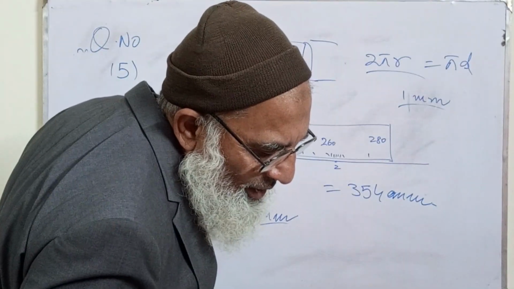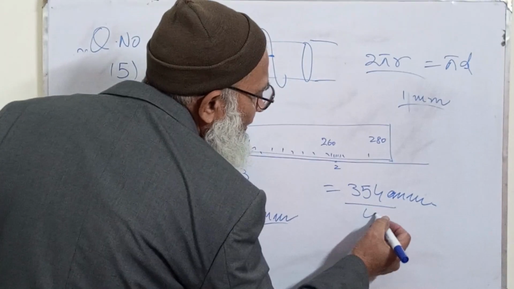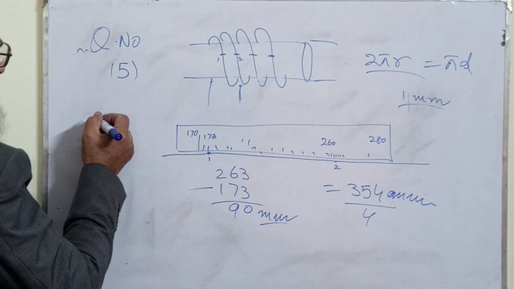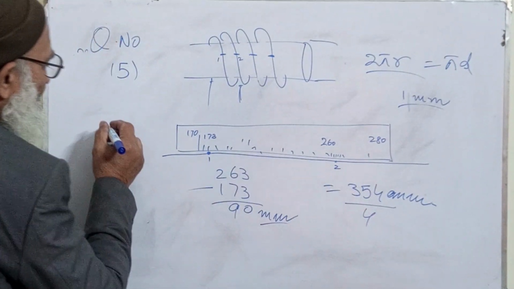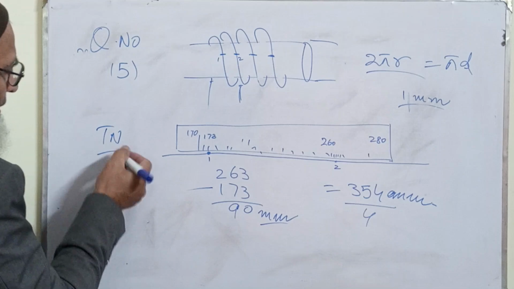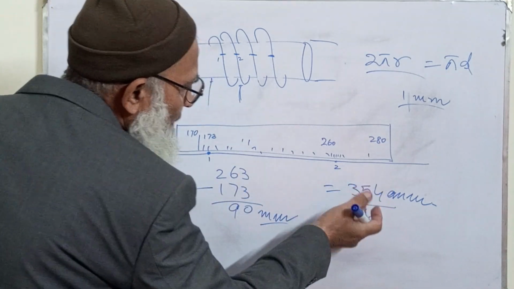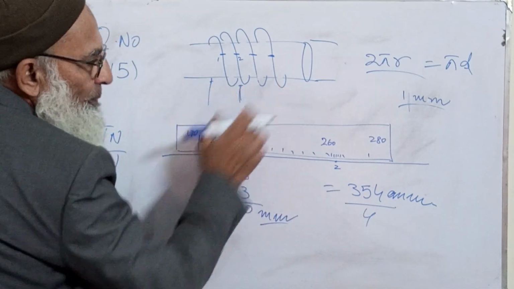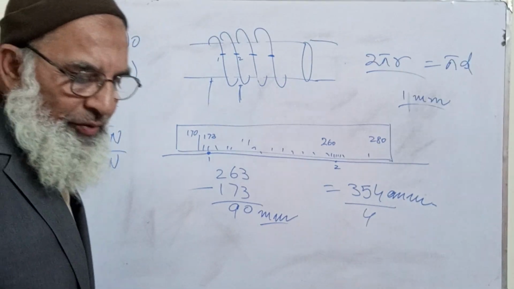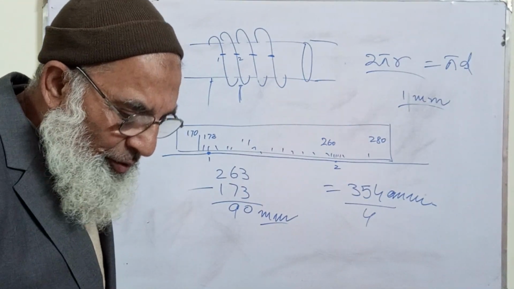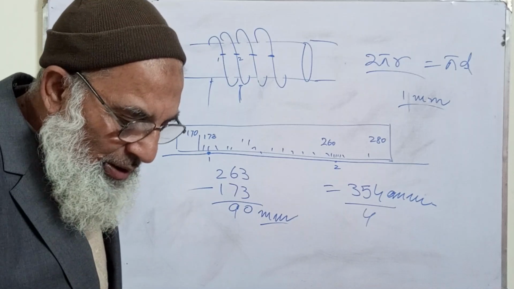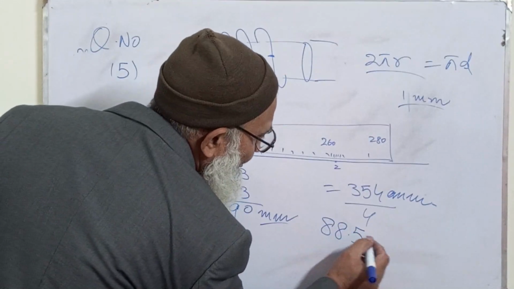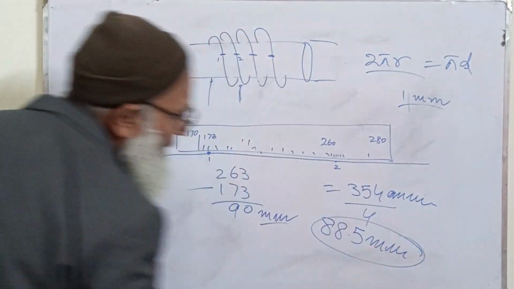So calculate the average, the mean. When these are 4, just divide here. If you want to find the mean of anything, it is the total measurement divided by the number of terms, which is 4 over here. So 354 divided by 4 becomes 88.5 mm. Now this is the mean.